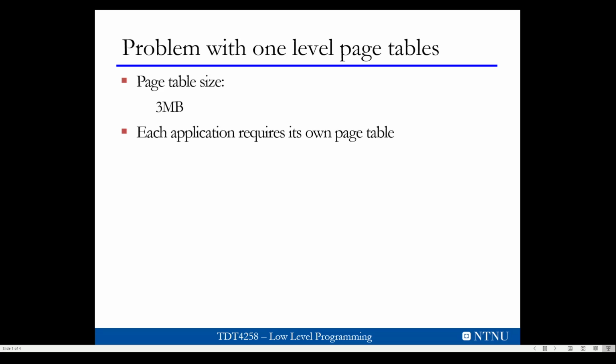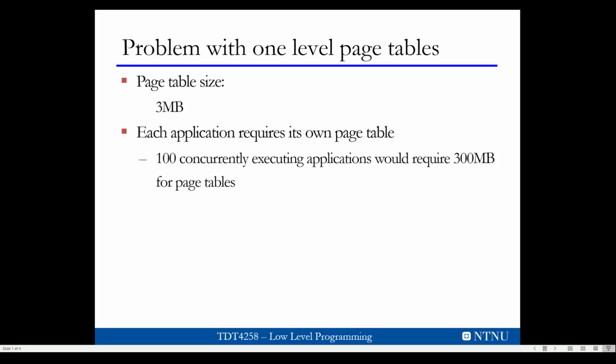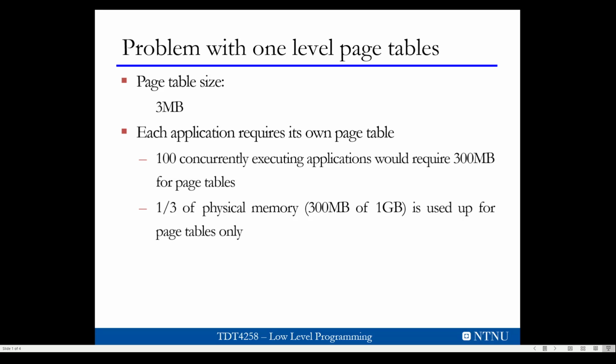This 3 megabytes we need to pay for each application that we want to run on the system. Let's say we are running 100 applications concurrently. That means 300 megabytes of storage is used only for page tables. So if we have a memory of 1 gigabyte and we are using 300 megabytes only for page tables, we are losing 1/3 of our total memory capacity, which is huge.